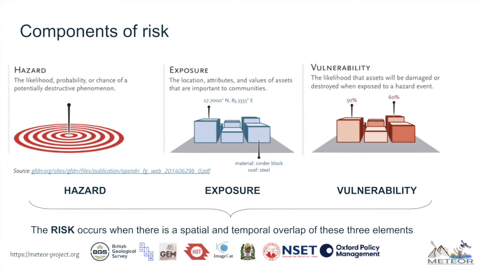Finally, risk results from the spatial and temporal overlap of these three components. Different measures of risk or losses might include economic loss from damages, casualties, and business interruption. I'll cover each of these components in more detail in the upcoming slides.